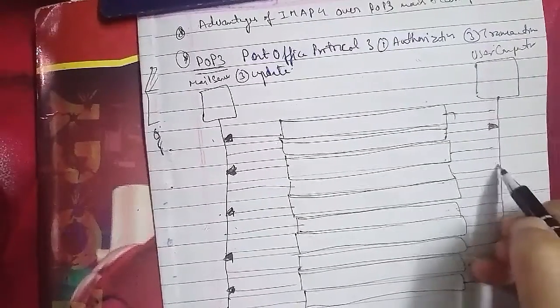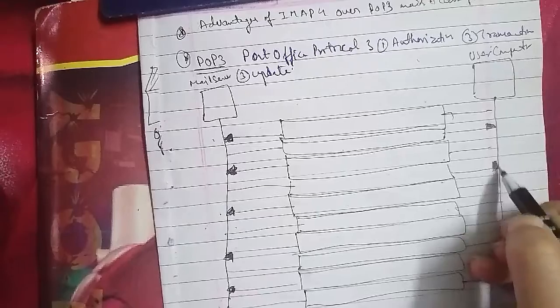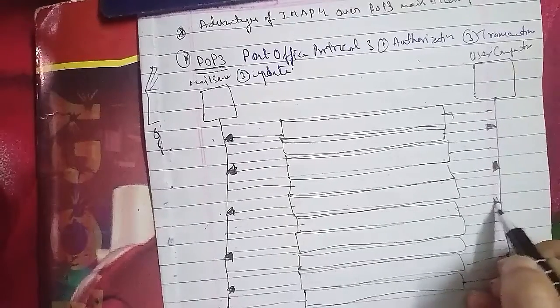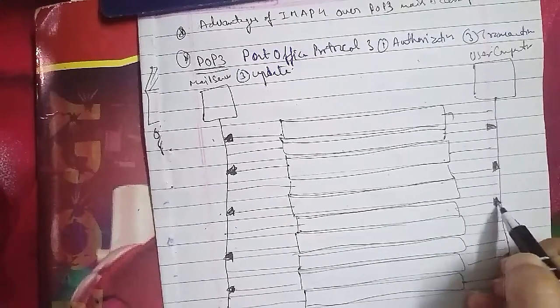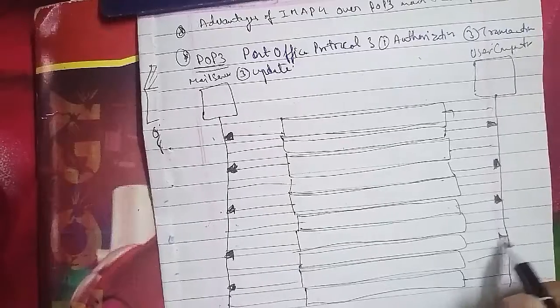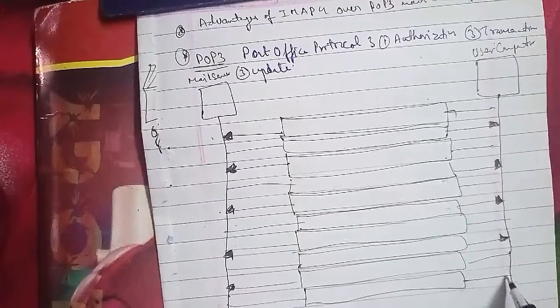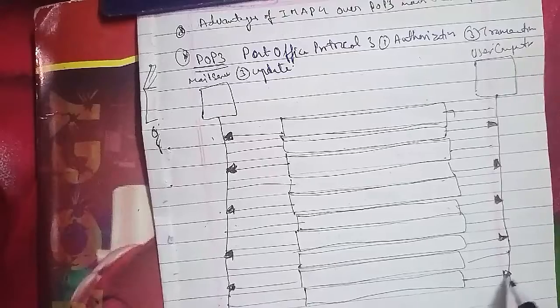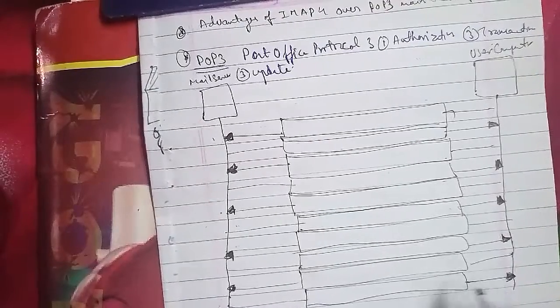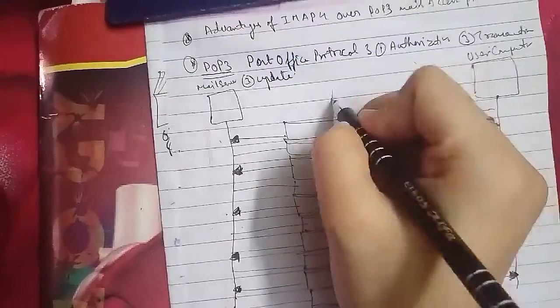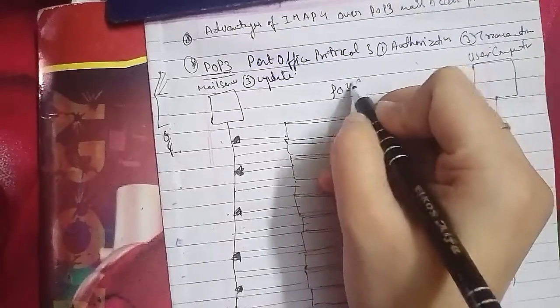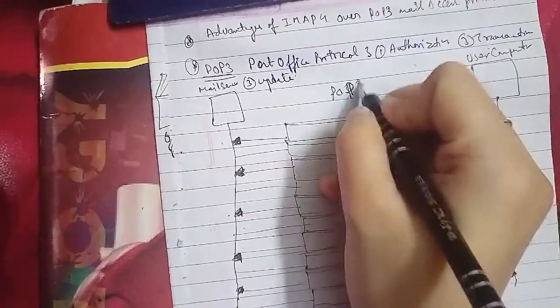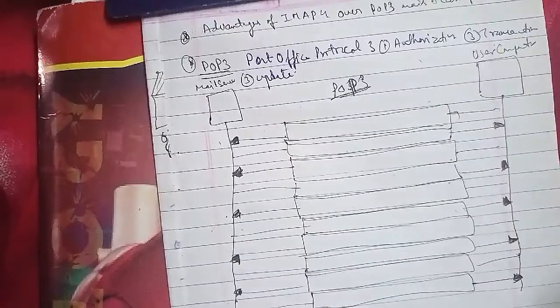The limitations of POP3 are that it does not allow the user to organize mail on the server, and the user cannot have different folders on the server. POP3 also does not allow the user to partially check the content of the email before downloading. Now we have to discuss IMAP in detail.